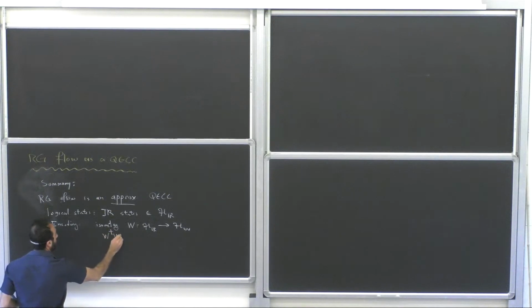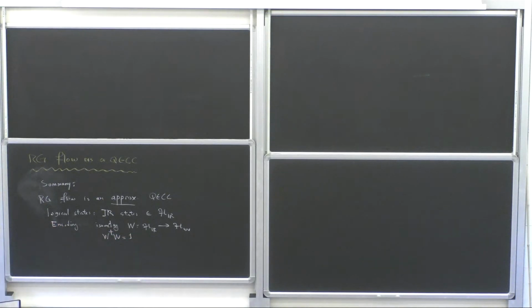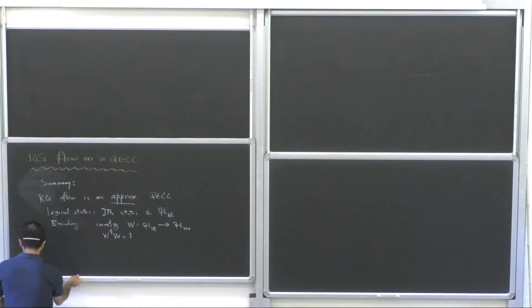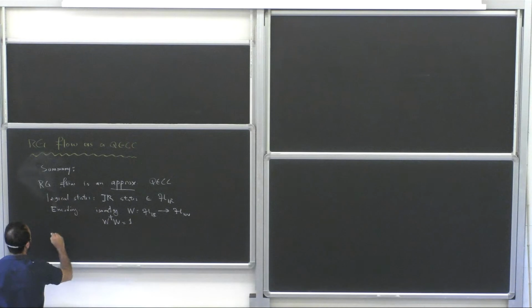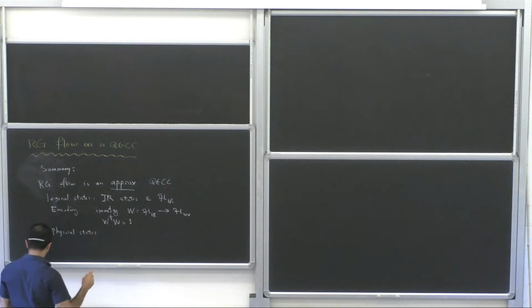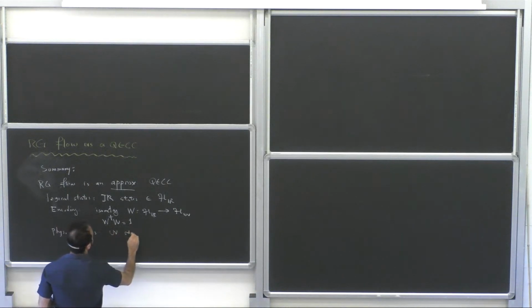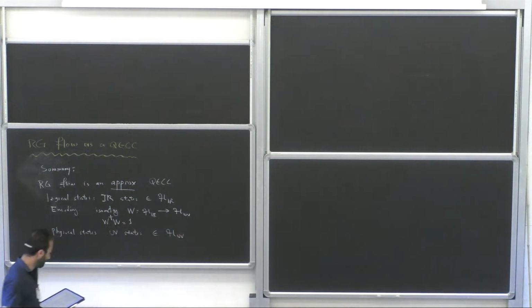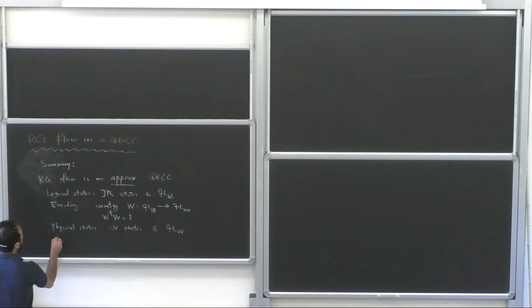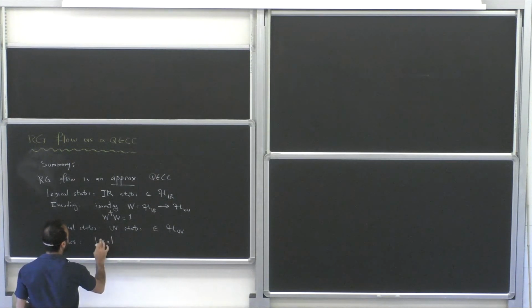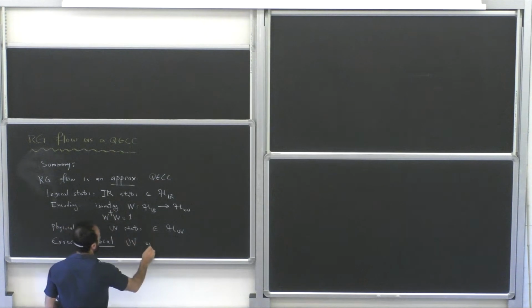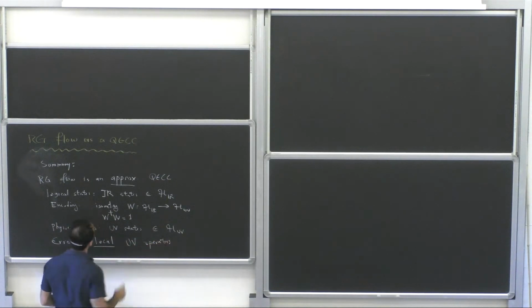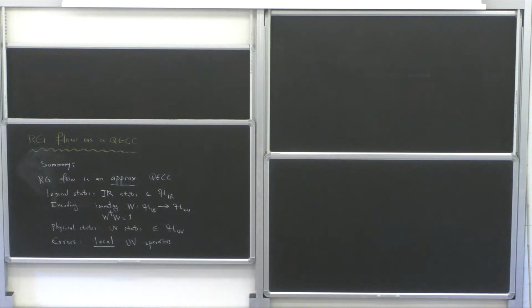Just to remind you, what I mean by isometry is W dagger W is identity. And then every quantum error correction code also has physical states, and the physical states are the UV states that belong to some H_UV. So what is the error model? The errors are going to be local. This is also going to be important. UV operators. So this is the main structure, and we'll go over this step by step.